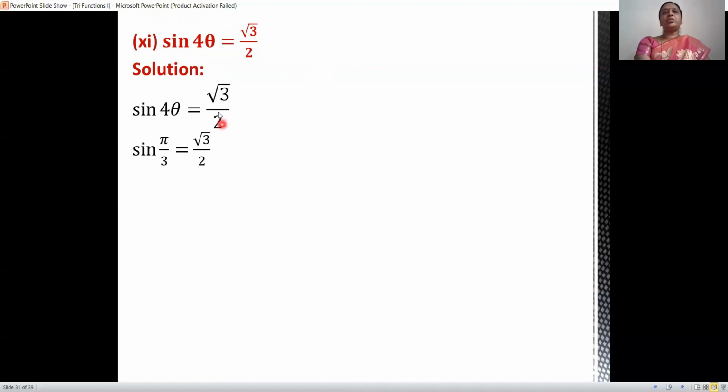Now compare these two equations. Their right hand sides are equal. Therefore, equate the left hand sides and we will get sin 4 theta is equal to sin pi by 3. It means we have converted the given problem into standard form. This is in the form sin theta is equal to sin alpha.